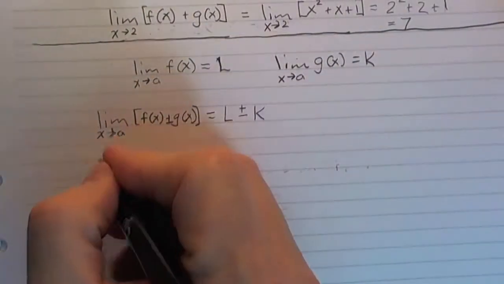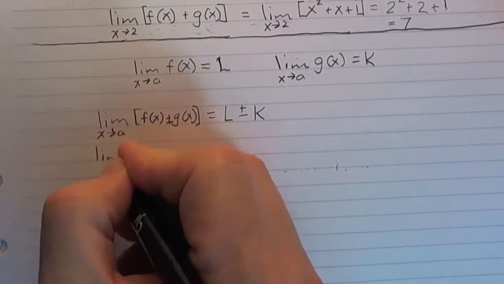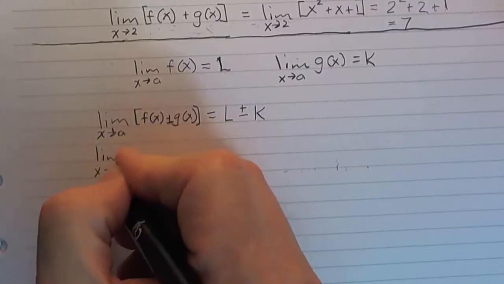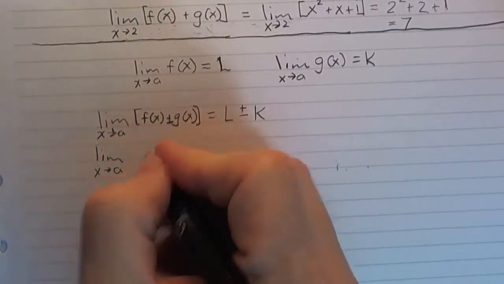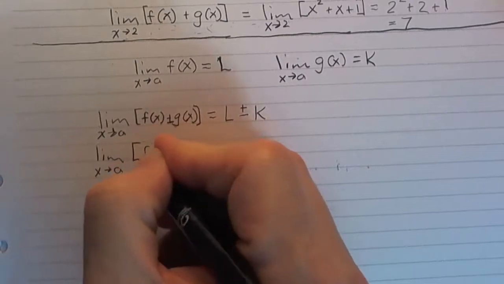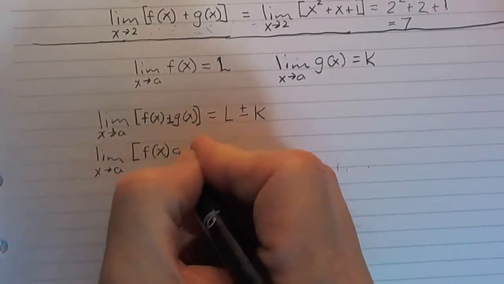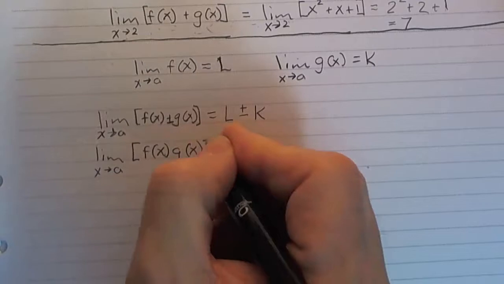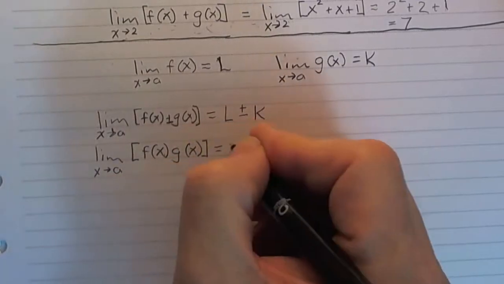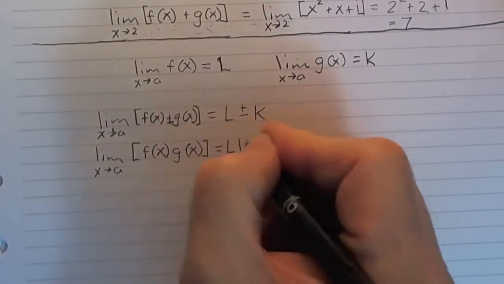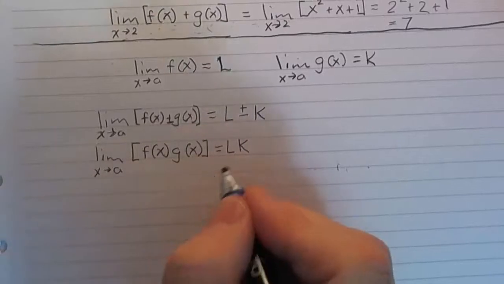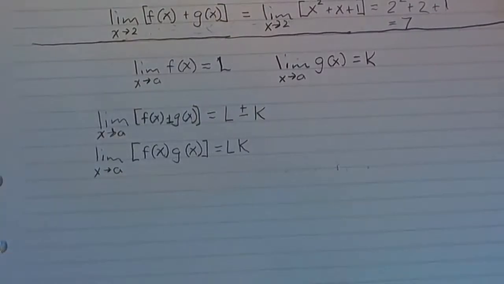Now, another property that we could explore in more detail is this one. There is the product, f of x times g of x, and that would be Lk. In other words, the limit of the product is the same as the product of the limits.